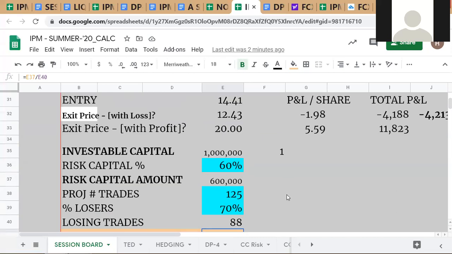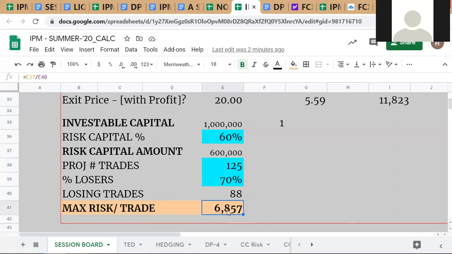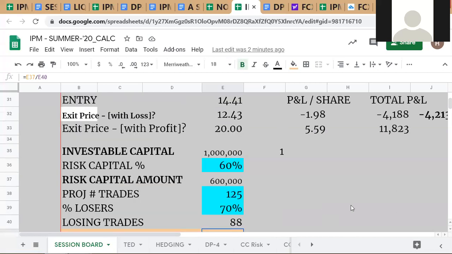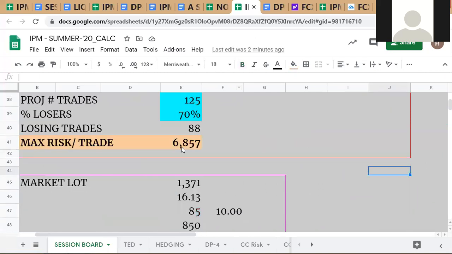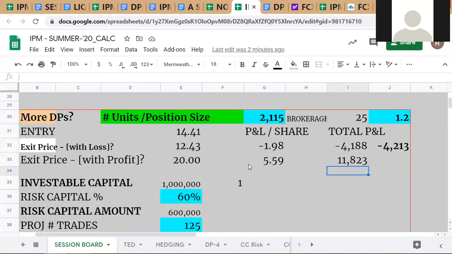What happens is when we take this figure and we are looking at a particular transaction, I know that my loss can't be bigger than this per trade. So now when I'm looking at a particular transaction, I am looking at entering at 14.41, exiting at 12.43. So my loss per share is this much. So the question is, how many shares can I afford to buy or sell? In this case I'm buying.